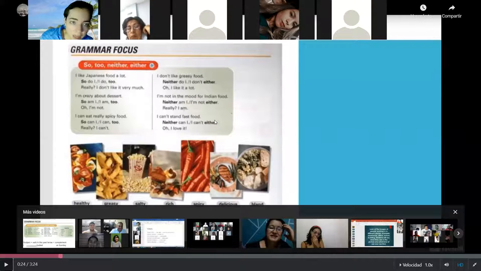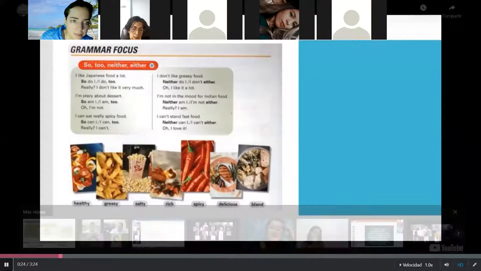Or here, aquí se utiliza el either. But the either comes at the end. I can't either. Yes, once again, can't. Fíjense en el orden. Now we're going to continue step by step.